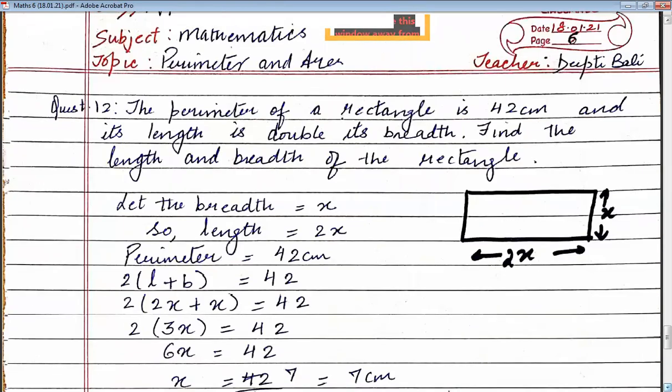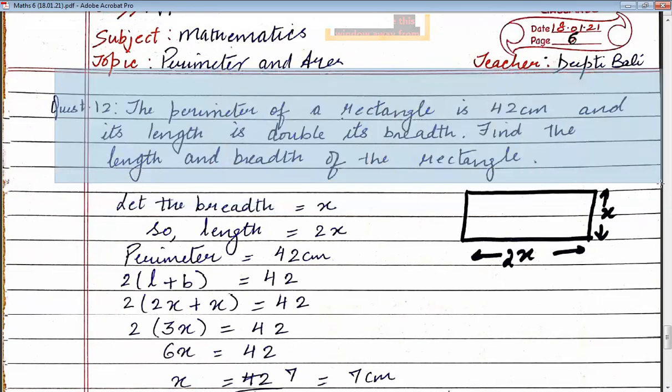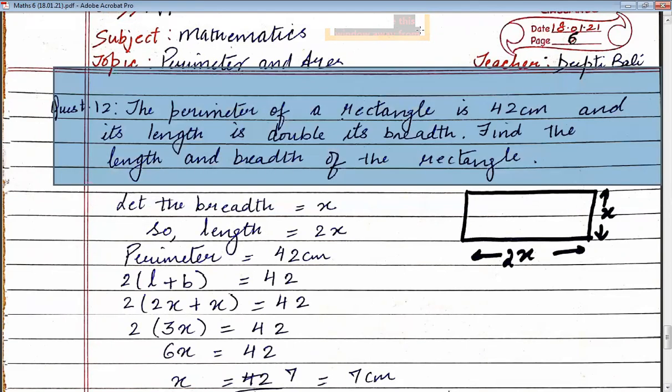Now children, let's move on to our question number 12. Now children, here the perimeter of rectangle is given to you, that is 42 centimeter. What is the perimeter of rectangle? It's 42 centimeter. And length is given double of its breadth. What is main given here?